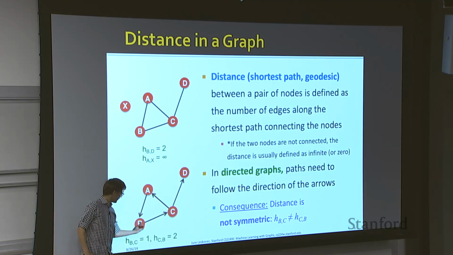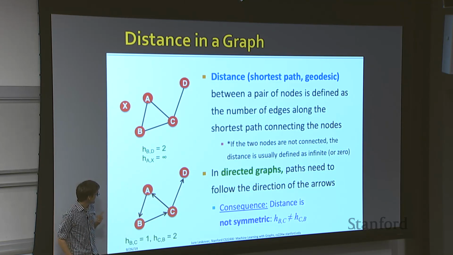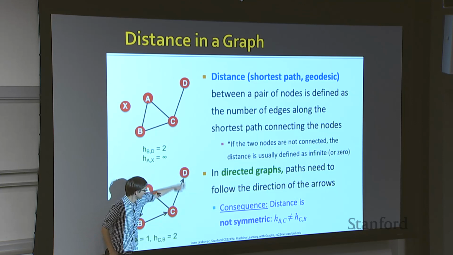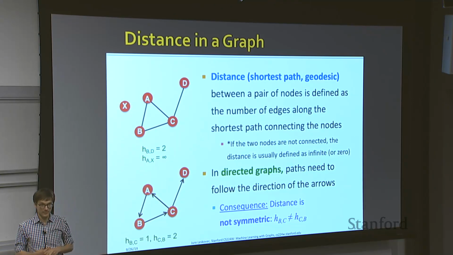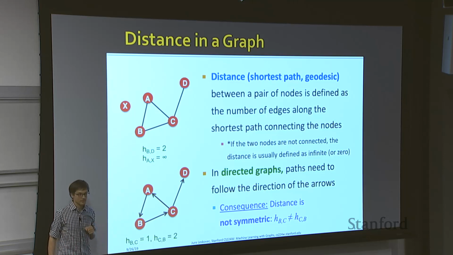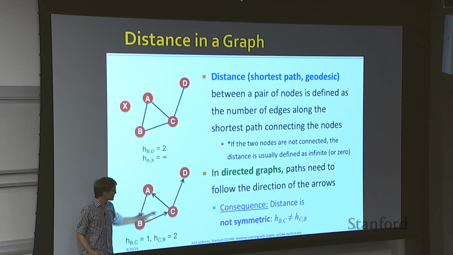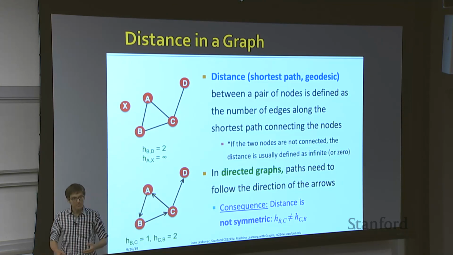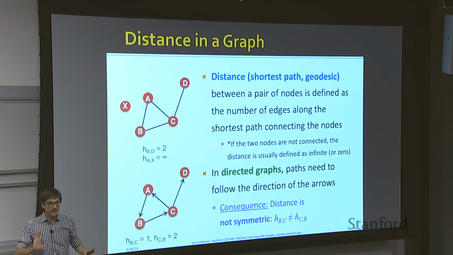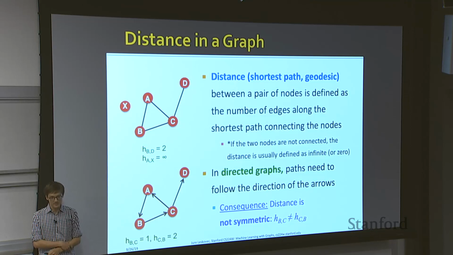It's closer to get from B to C than from C back to A. And of course, there's no way to get from D back to C. So I would define this distance as infinite as well, right? Because I'm in a directed graph. Sometimes what people do is they just transform the directed graph into an undirected graph by dropping or ignoring edge directions and then characterize the path distance, okay?